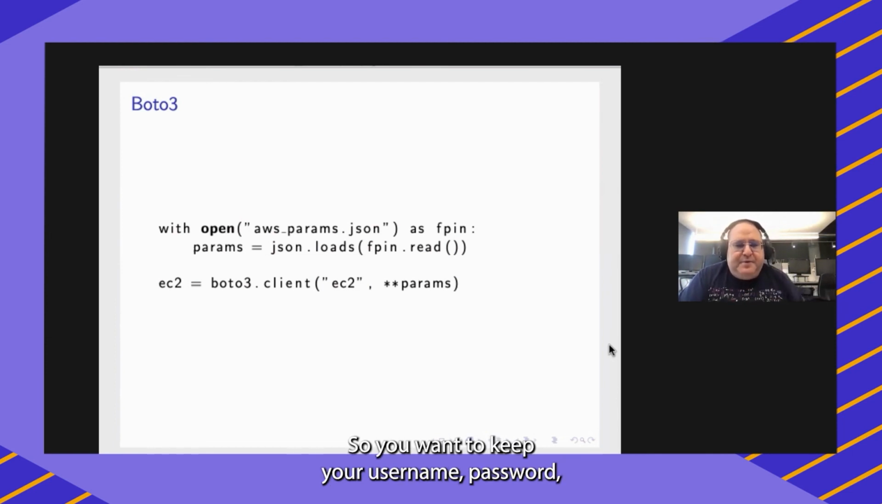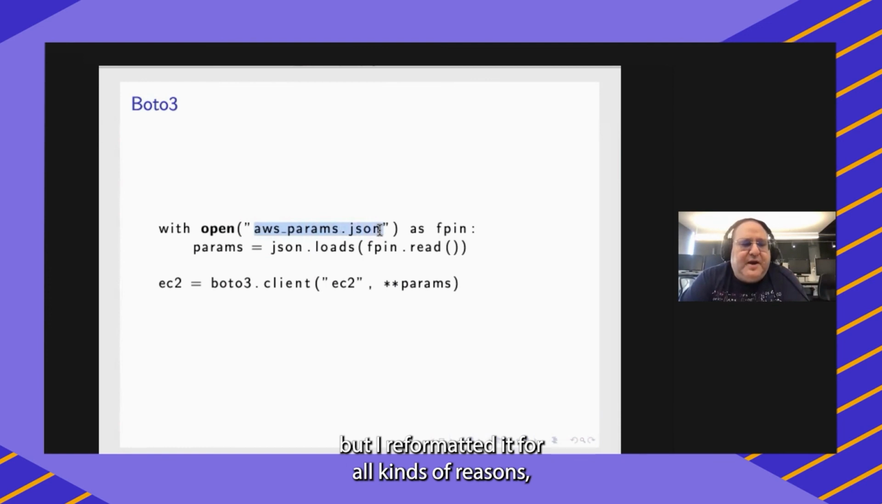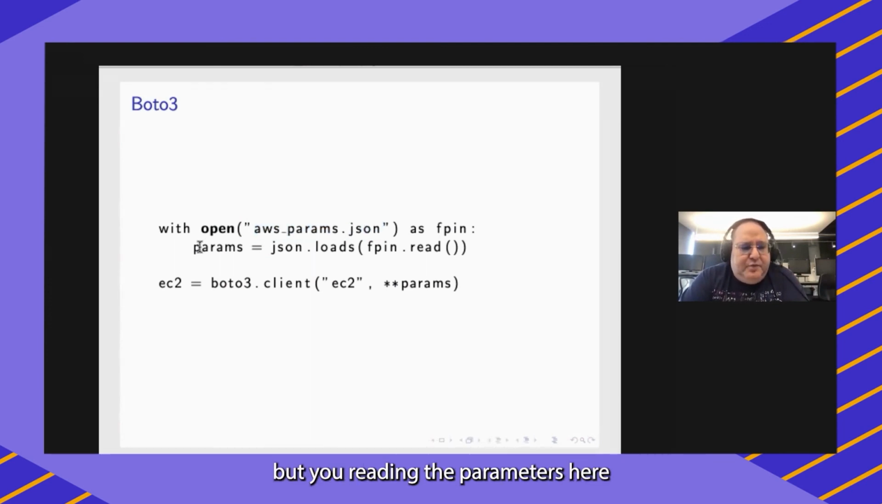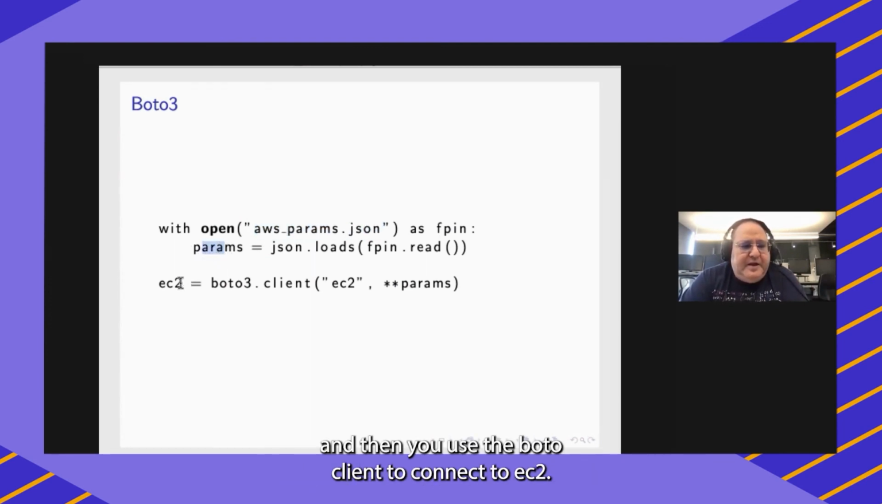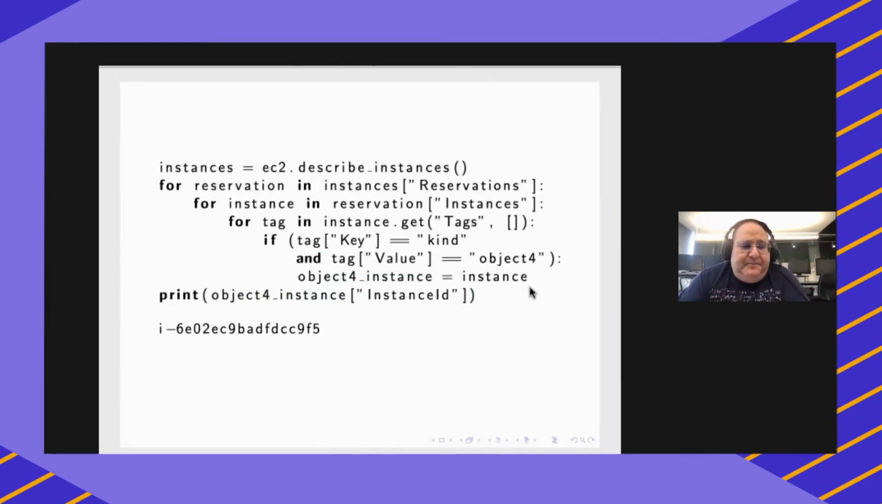So you want to keep your username, password, and all your connection parameters in a separate file. In this case, I put it in a JSON file. By default, AWS will put it in a CSV, but I need to reformat it for all kinds of reasons. But you're reading the parameters here, and then you use the Boto client to connect to EC2, where object 4 resides.